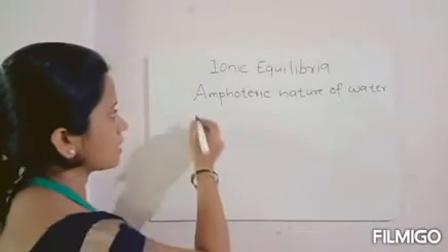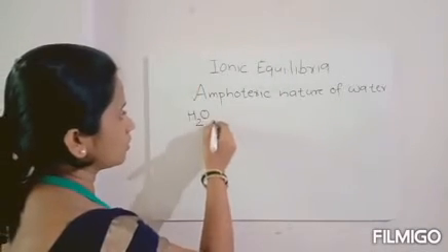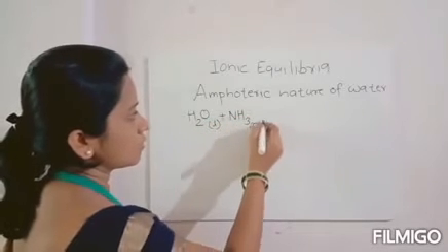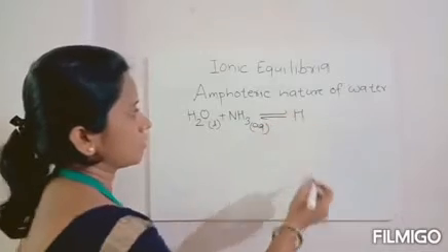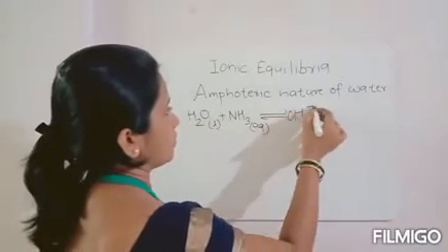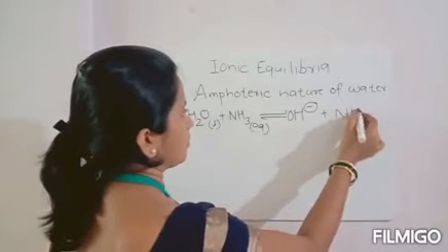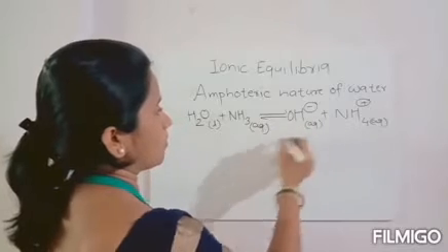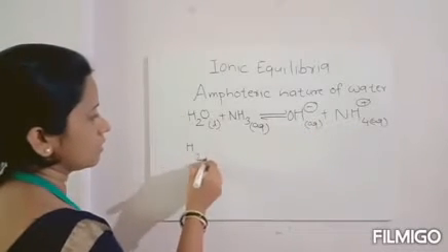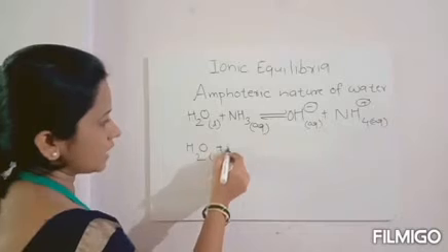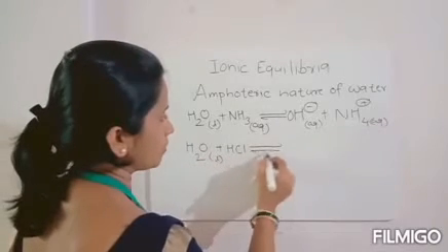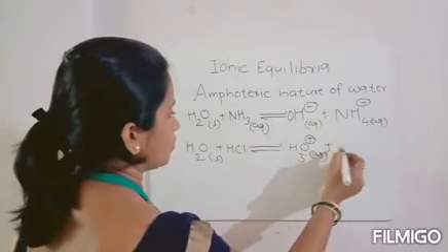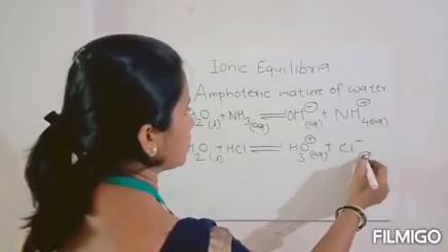First, let us consider H2O reacts with NH3, and second example, H2O reacting with HCl giving H3O plus and Cl minus.